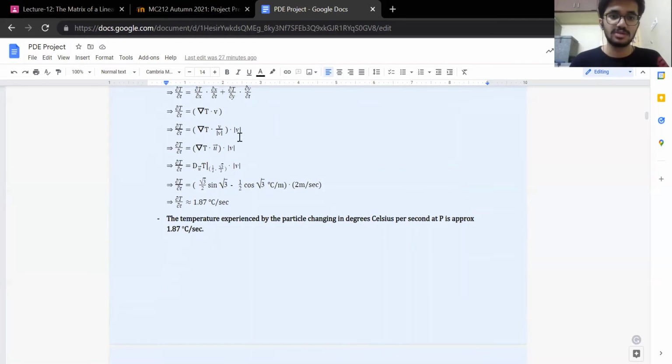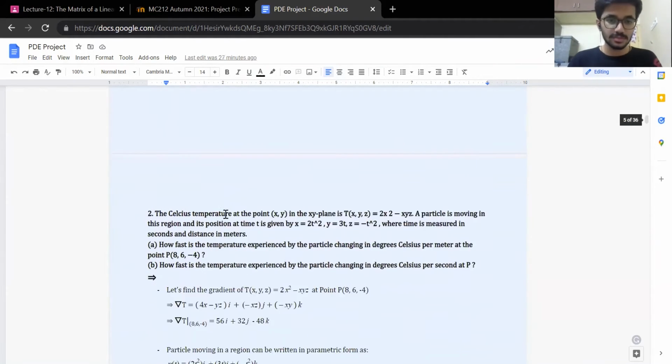So I used that, multiplying with the magnitude of velocity and the unit vector again, and took the dot product of this with the earlier found temperature upon distance, into the distance upon time. So we got the Celsius upon second, which we were supposed to find. So it's 1.87 degrees Celsius per second.